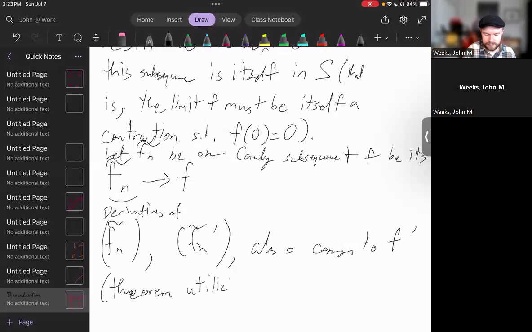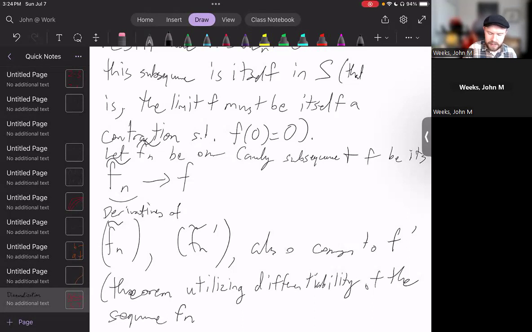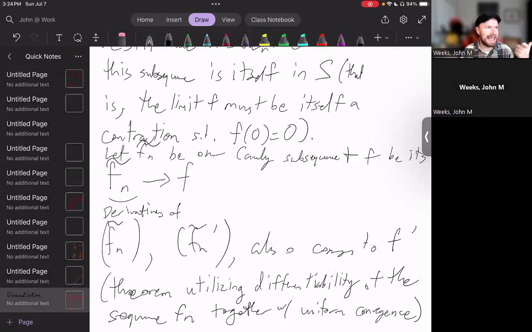And this is by a theorem utilizing differentiability of the sequences f sub n together with uniform convergence. The meanings and the reasonings behind this type of theorem are very similar to what we saw back in video lecture 6-2 for how that sort of thing goes.